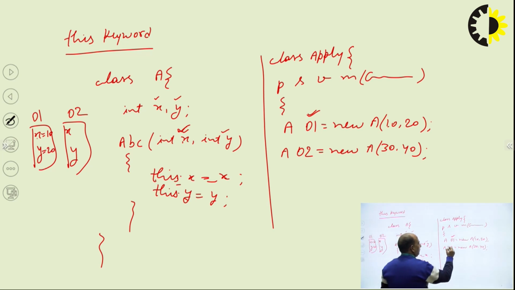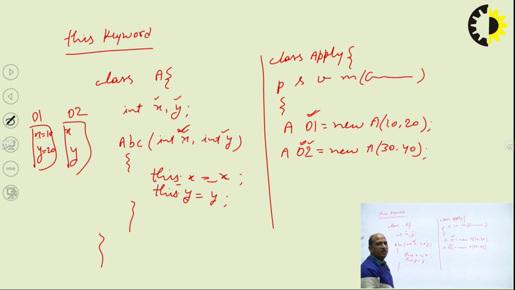Similarly, when O2 is called, this dot x means the x associated with O2 will be assigned this value, so it will be assigned the value passed over there. Here 30 will be assigned to this x, similarly 40 will be assigned to this y. This way we can use the this keyword to refer to the current object whenever we want to refer to it.